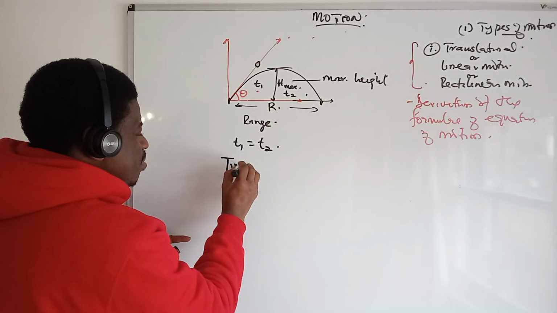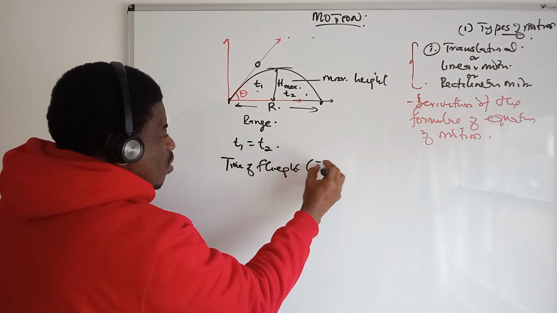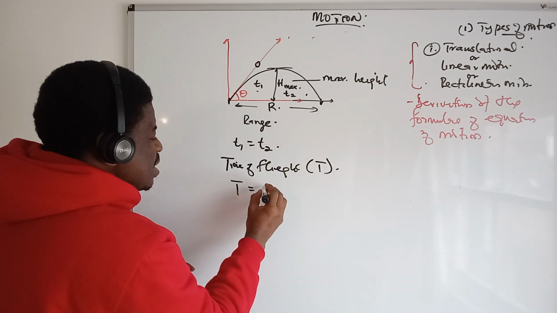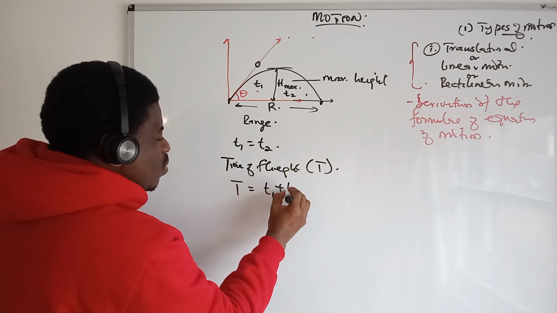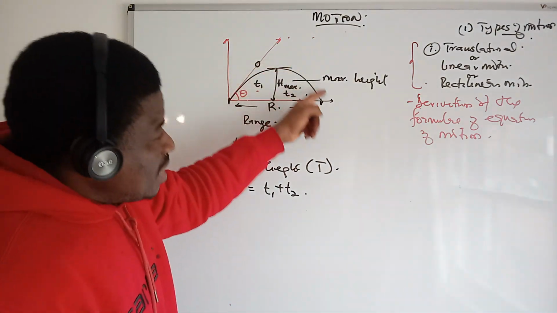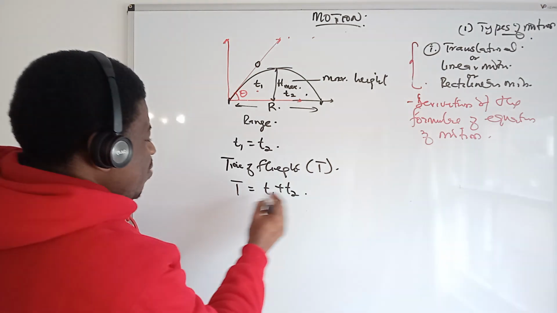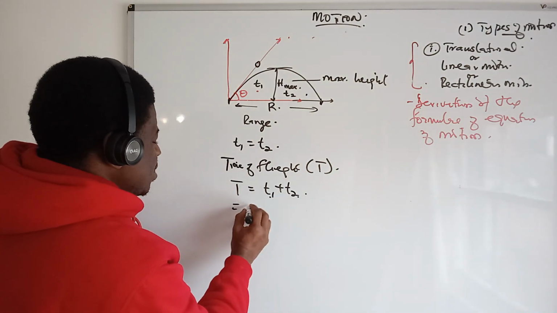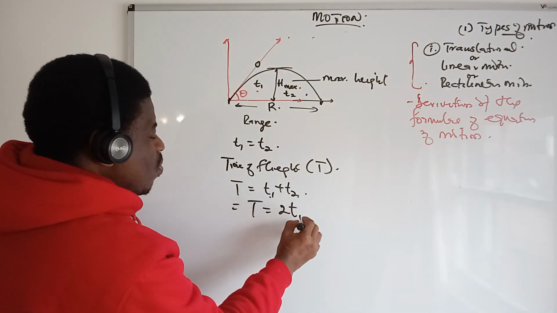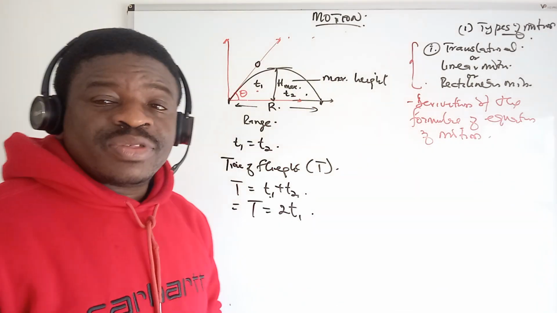Now, this is the time of flight, capital T. So T is equal to T1 plus T2. What is the time of flight from here down to the final destination? Since these are equal, you can now say T is equal to 2T1. So the time of flight is 2 times T1.